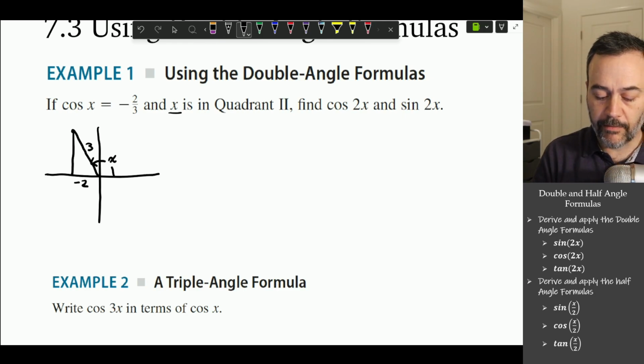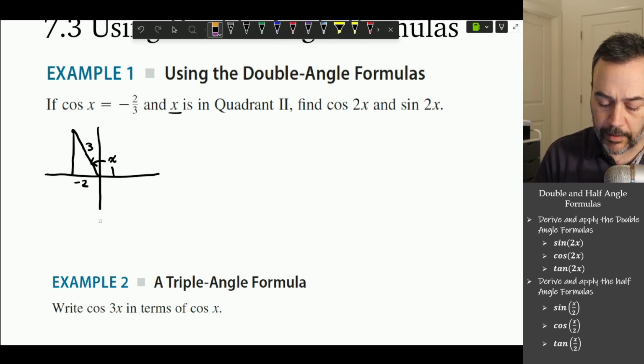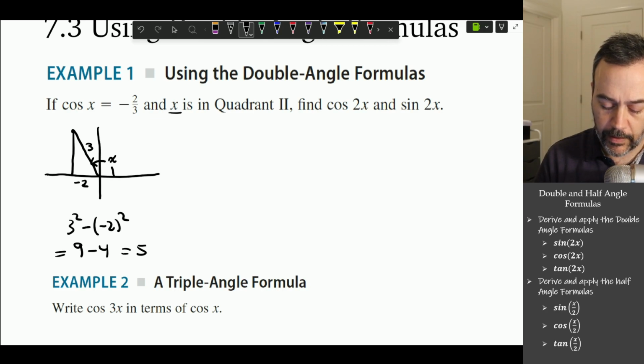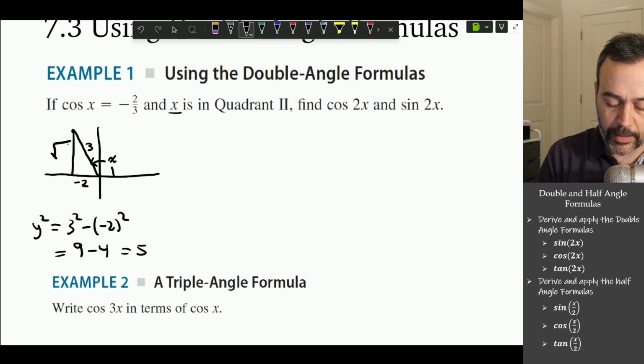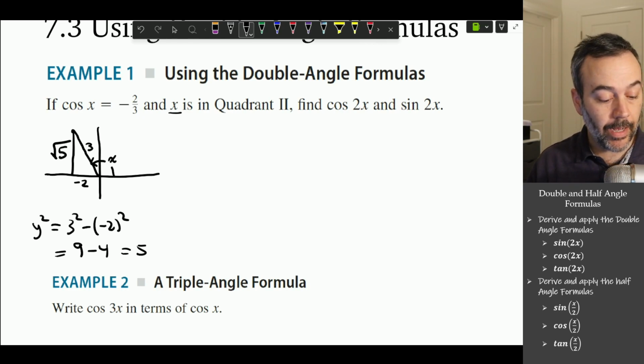Okay, now to find the other side, we need to do the Pythagorean theorem. And we get 3 squared minus negative 2 squared, which is 9 minus 4 equals 5. And that is this side squared. So that would be like y squared, the y coordinate squared. And so y equals the square root of 5. And it's positive because it's going up.